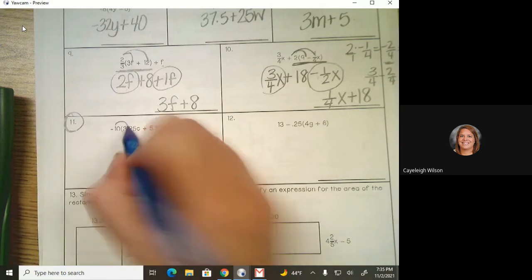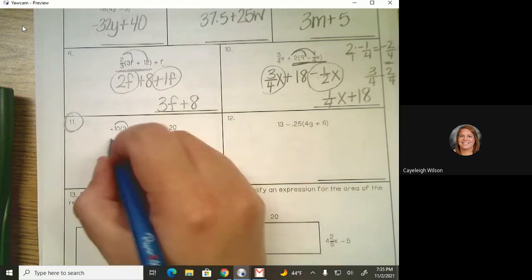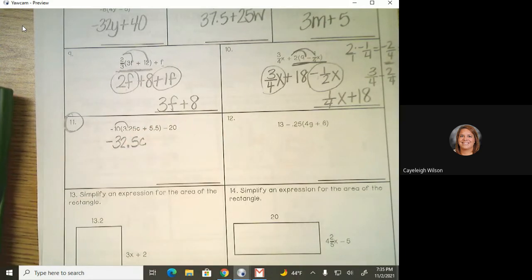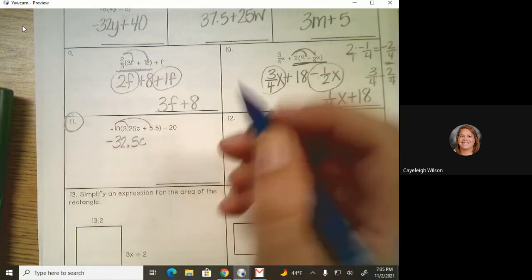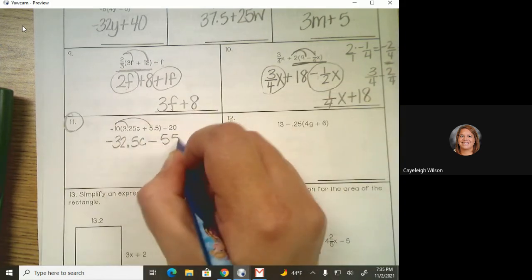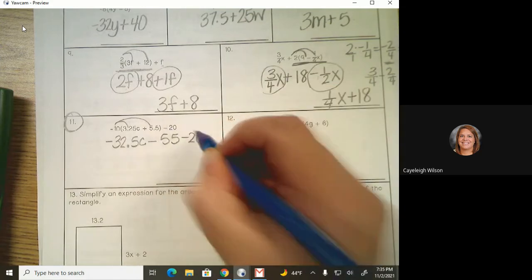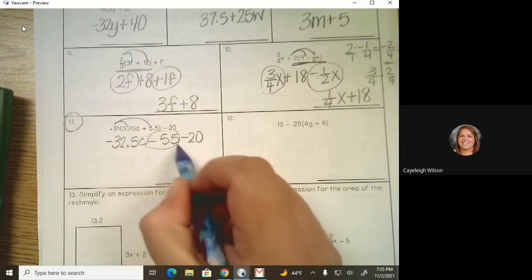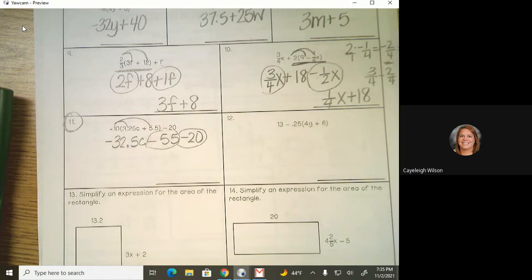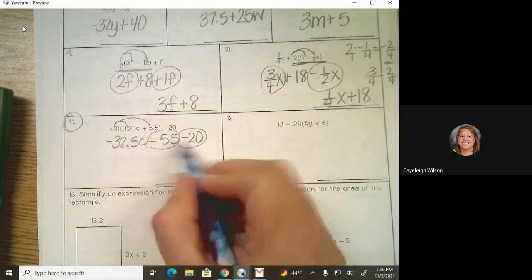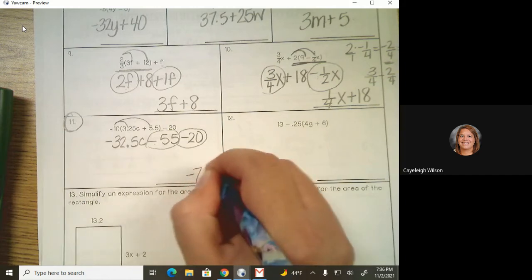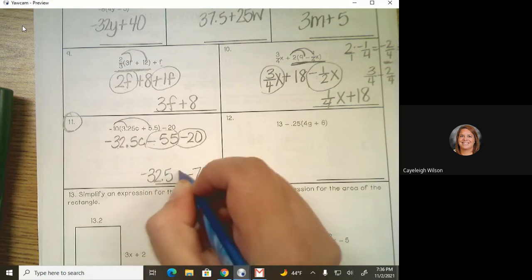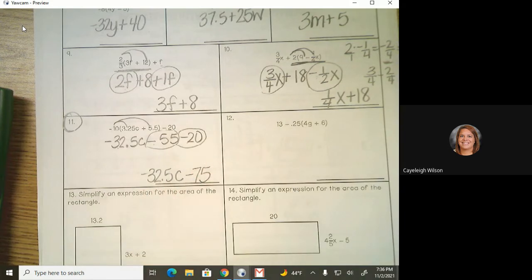Okay, so negative 10 times 3.25c, that's negative 32.5c. And then negative 10 times 5.5, that's negative 55. Then I still have that minus 20. And then these are both numbers, and numbers are like terms. They're both constants. They don't have a variable on them. So negative 55 minus 20 is negative 75. And then I still have that negative 32.5c. And it doesn't matter if you put that in the front or the back right now.